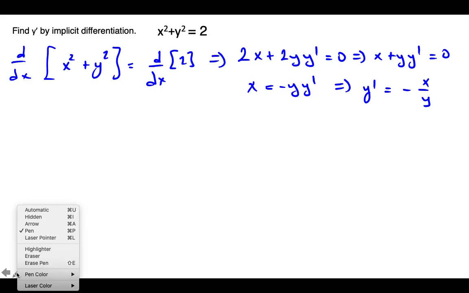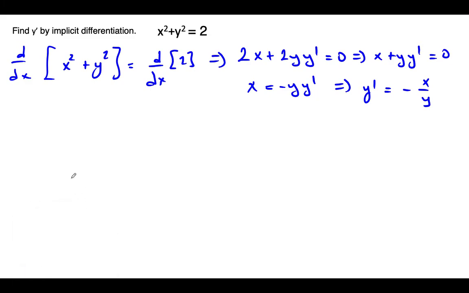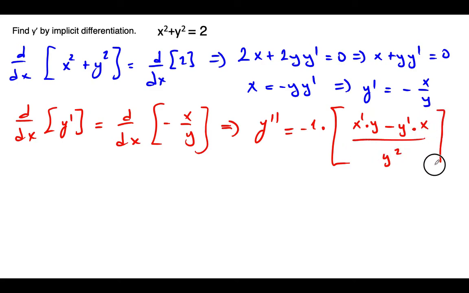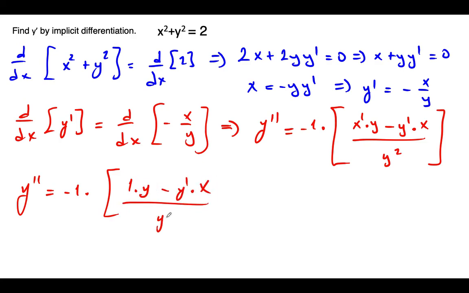So I need the second derivative. So second derivative is the derivative of the first derivative. So d dx of y prime is equal to d dx of negative x over y. So it will be y double prime equals, if I take the negative one outside, directly u over v: x derivative times y minus y derivative times x divided by y squared, and then y double prime is equal to negative 1 times derivative of x is 1 times y minus y prime times x divided by y squared.